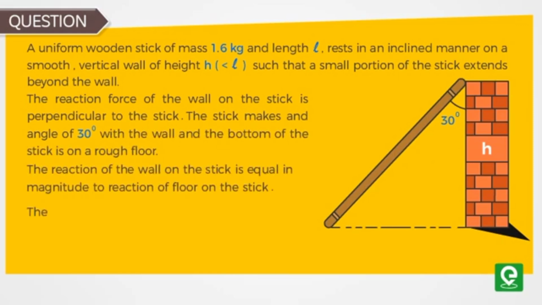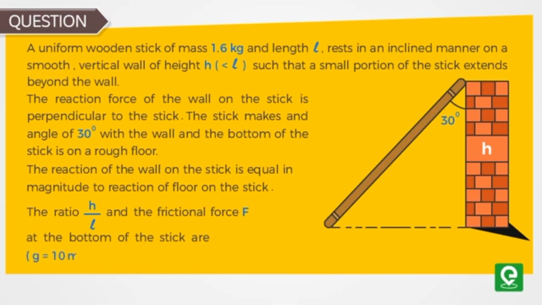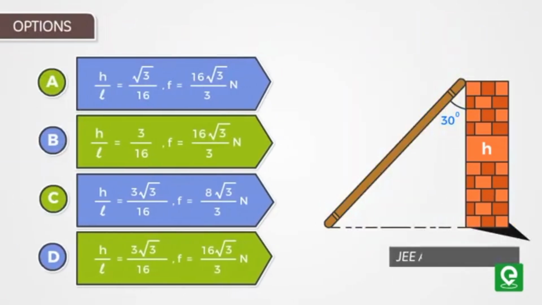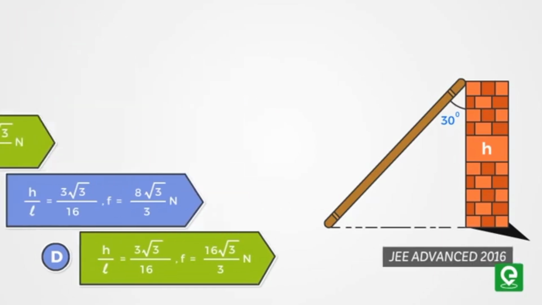The reaction of the wall on the stick is equal in magnitude to the reaction of the floor on the stick. The ratio h by L and the frictional force f at the bottom of the stick are: acceleration due to gravity is equal to 10 meters per second squared. The options are given. This question was asked in JEE Advanced 2016 exam.